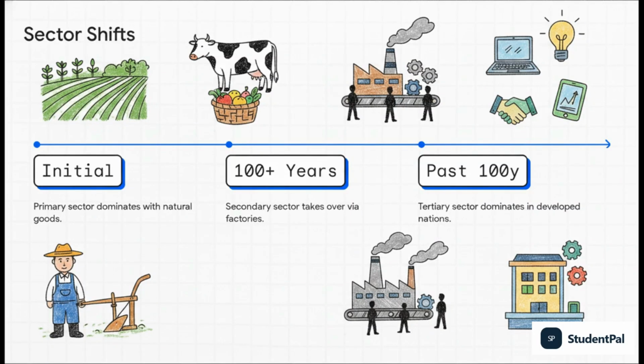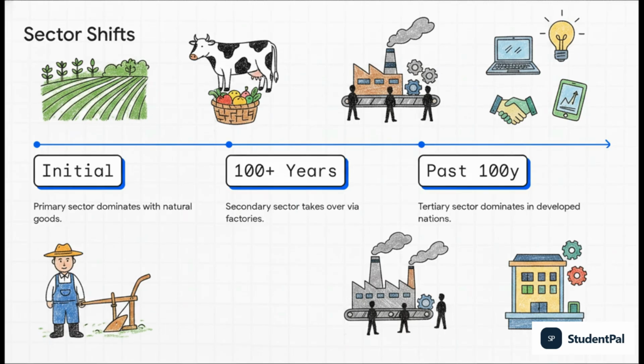Well, if we look at the history of developed nations, they all tend to follow a very specific playbook. In their initial stages of development, the primary sector is the absolute king. Most goods are natural and most people work on farms. Then, over a long time, usually 100 years or more, new methods of manufacturing come in. Factories pop up everywhere and people shift from farms to these factories. The secondary sector becomes the heavy hitter for both production and employment.